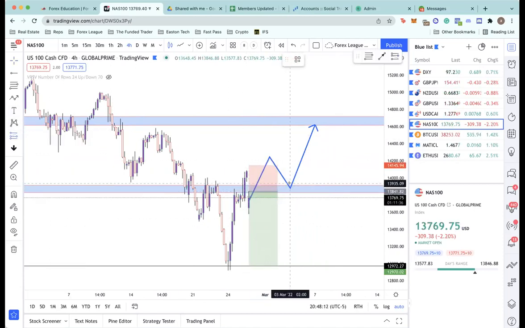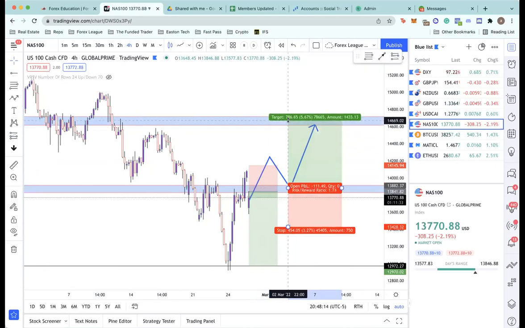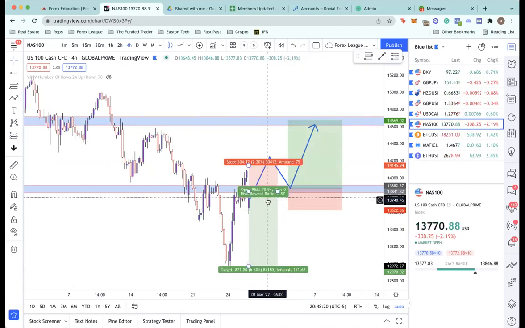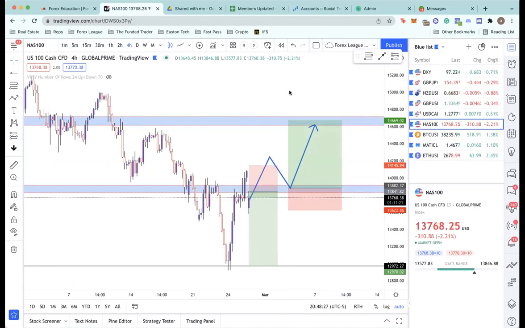I'm more trying to wait for this second trade, which would be kind of like this, depending where the market actually pulls back to, but it would be right in this area. So that's NAS 100 on that one. So let's go ahead and move on.